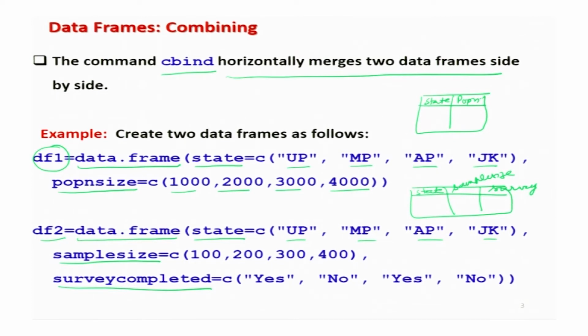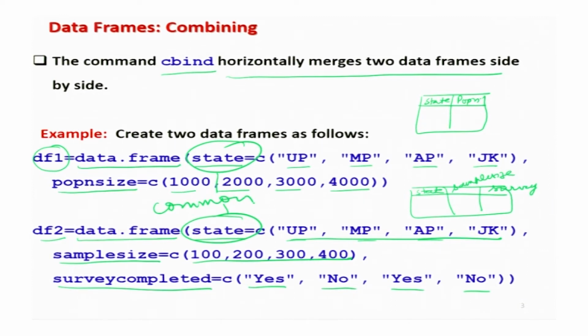So you can imagine that it is a data set related to a survey in these 4 states where they are trying to specify the population size and the sample size, right. These states are UP, MP, AP, JK. Sample sizes from these states are 100, 200, 300, 400, and then there is a status, that is a string in terms of yes or no. So yes, no, yes, no, right.